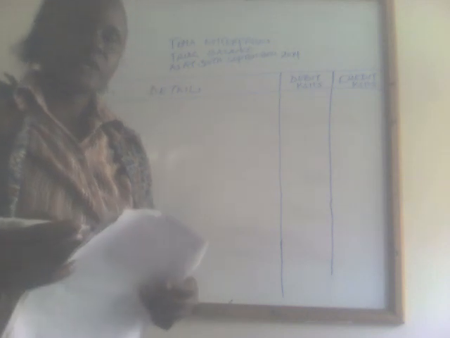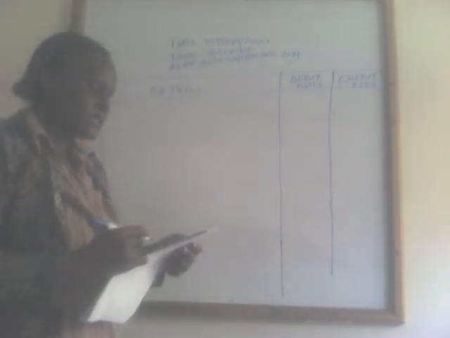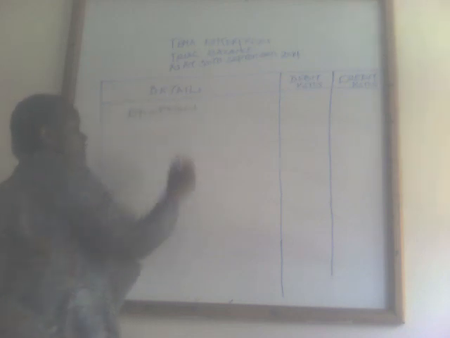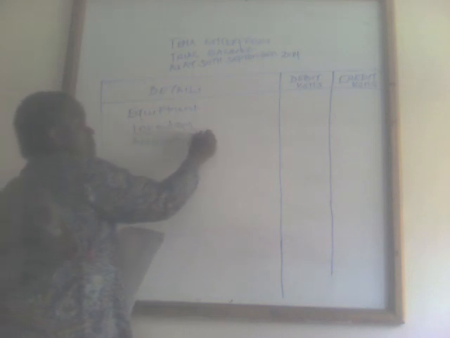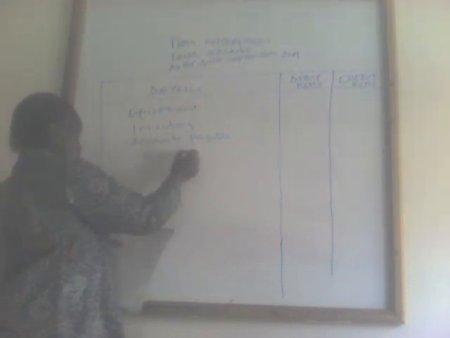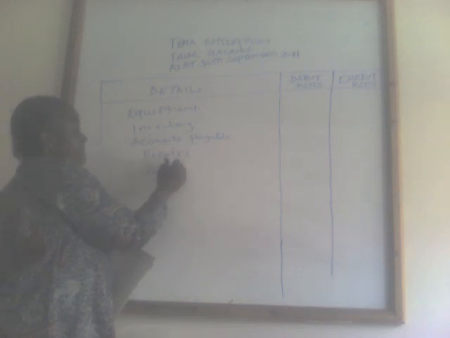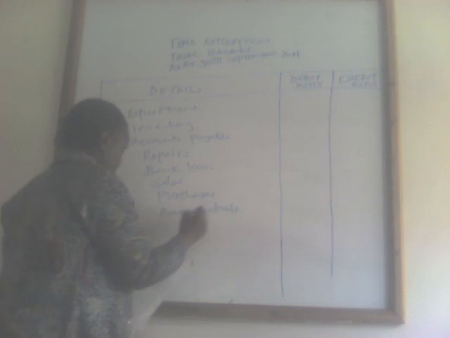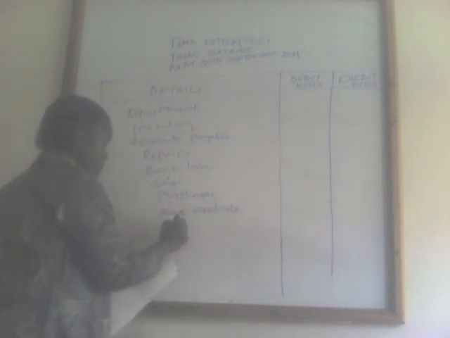Now let us use the figures which are given here. Because a trial balance is just a list of items, we can list them all. We have equipment, inventory, accounts payable, repairs, bank loan, sales, purchases, bank overdraft, and accounts receivable.